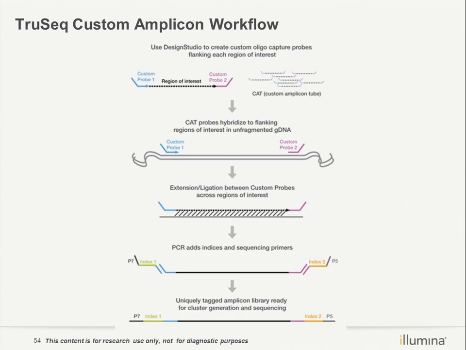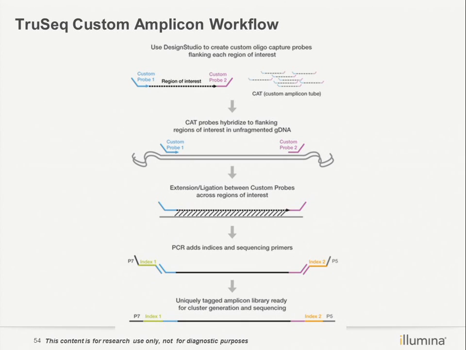So we will give you a set of pairs of custom probes. Each probe pair is flanked in each region of interest. Here you don't need to fragment your genomic DNA, and this probe will hybridize to the flanking regions, followed by the extension and ligation. You can copy your region of interest, and then use PCR to add these adapters, and finally you get your target amplicons here.